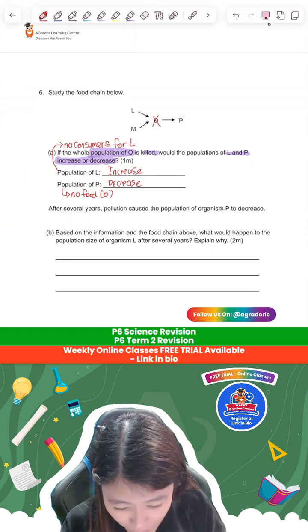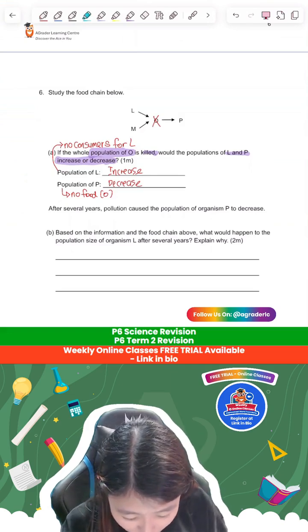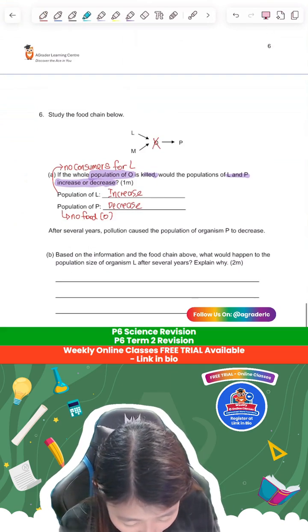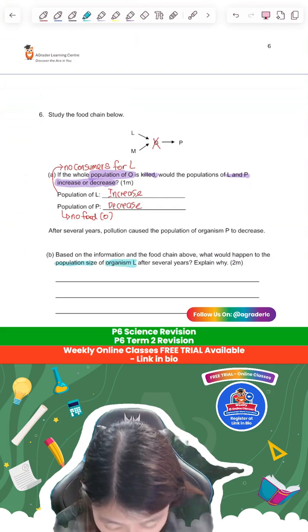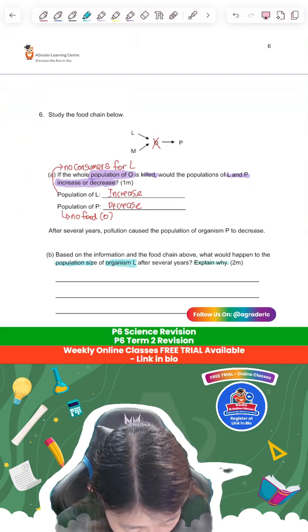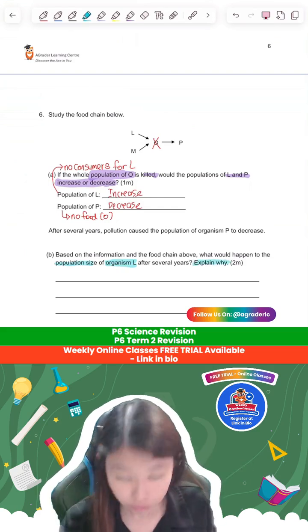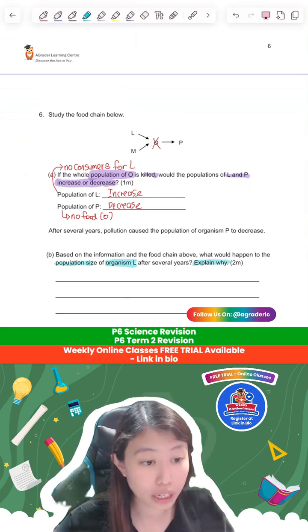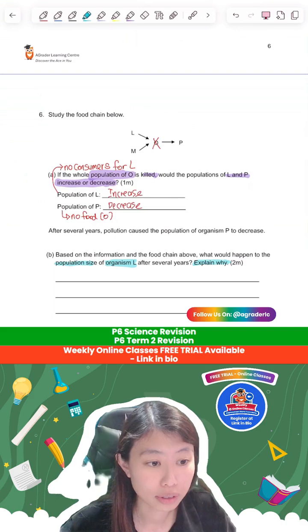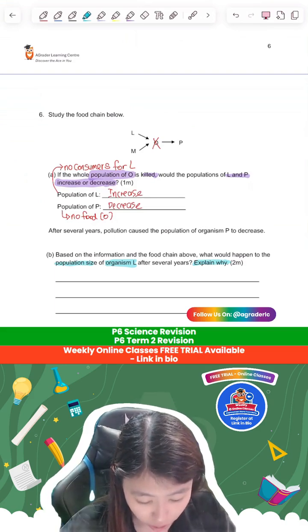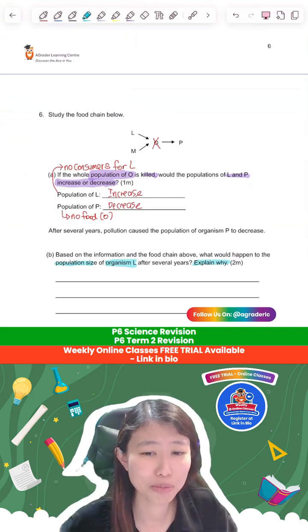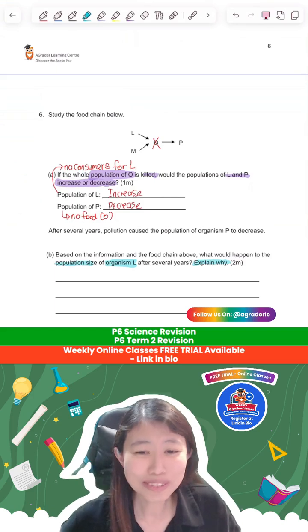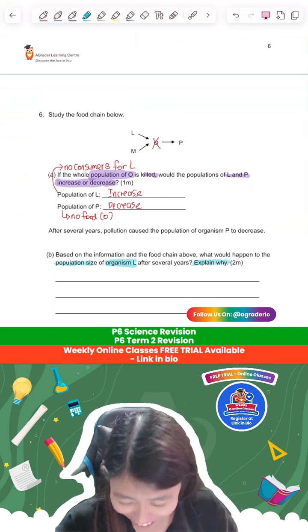So for B, based on the information in the food chain above, what would happen to the population size of organism L after several years, and explain why? Okay, what do you think will happen? Not sure. I'm not sure. It is adapted from a school paper. You must ask that school. I also don't remember which school it is.